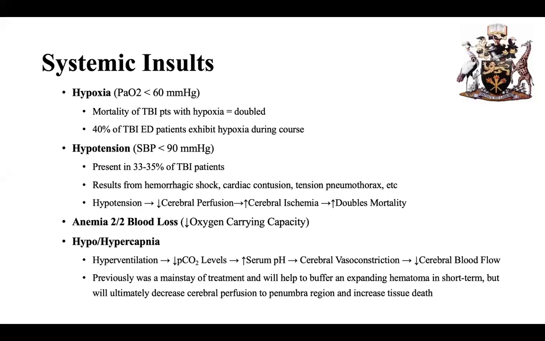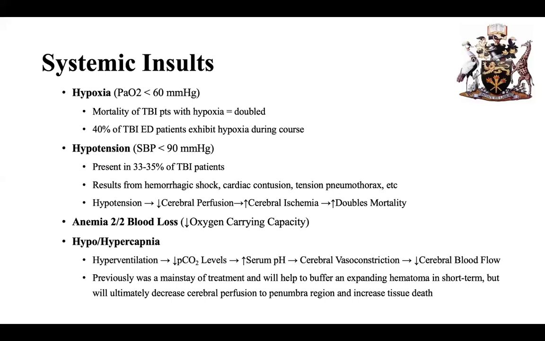You can have cardiac contusion. Remember the deadly dozens, whether it's a tension pneumothorax, an open pneumothorax, a cardiac tamponade, a pericardial tamponade, or cardiac contusion. All those are going to worsen your circulation. And when you cause hypotension, you are going to result in a reduction in the cerebral perfusion pressure, which is going to cause ischemia, and that also doubles mortality.